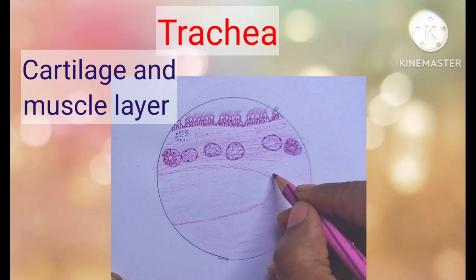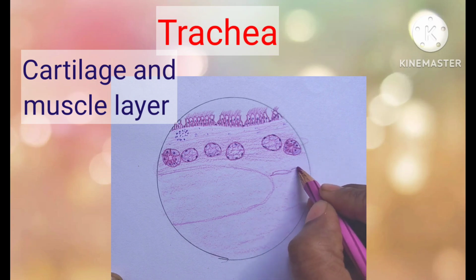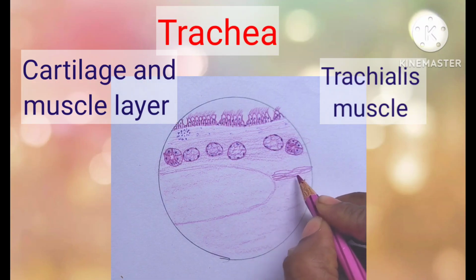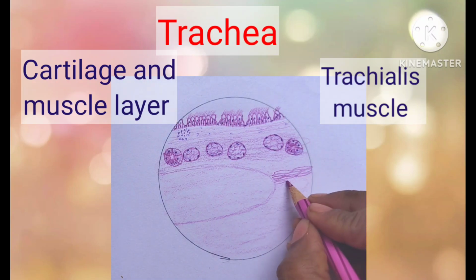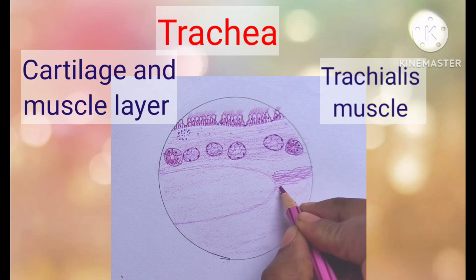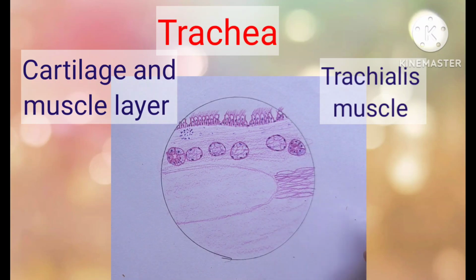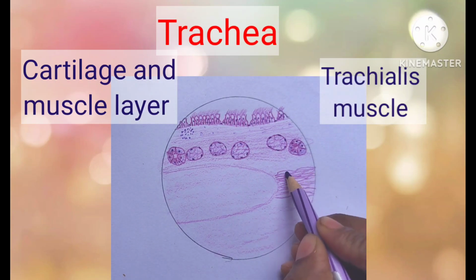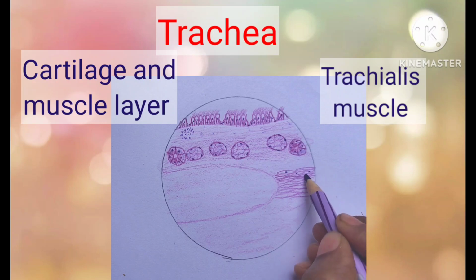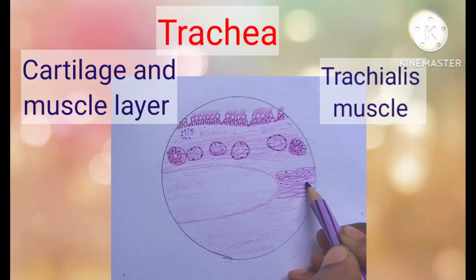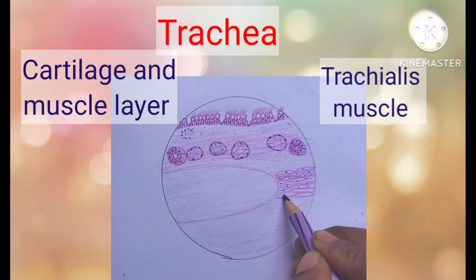We have C-shaped cartilages, which are essential to keep the lumen of the trachea patent. There are around 16 to 20 C-shaped cartilages, and the opening of the C is usually behind, just in front of the esophagus, and that is covered by the smooth muscle. The name is trachealis. So I'm showing both the cartilage and the smooth muscle in a representative diagram. For the smooth muscle, you have to show the tapering ends and flat nucleus and label that as trachealis muscle.